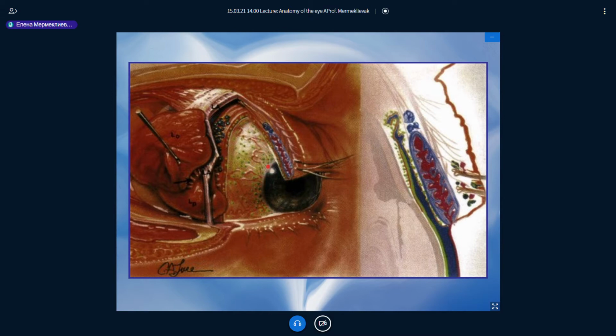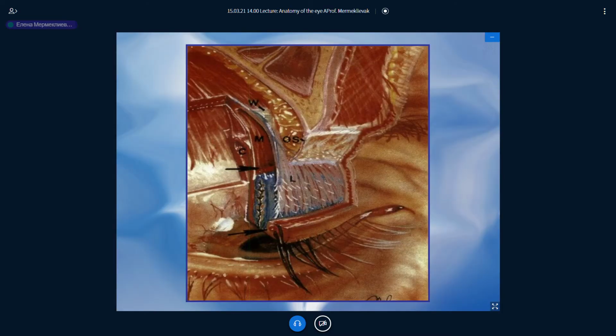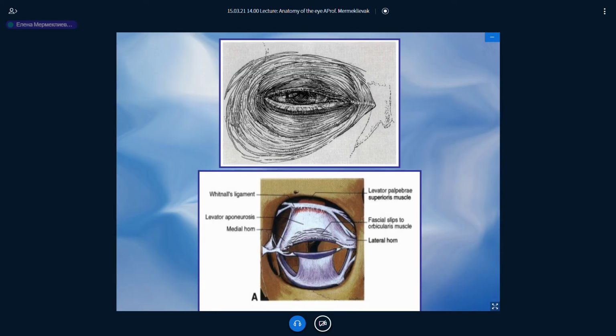Another section with the conjunctival part, the tarsal plate, the orbicularis muscle, and the skin. One more. And here, the muscle fibers of the orbicularis muscle go in this direction. And here we have the levator muscle with the aponeurosis.